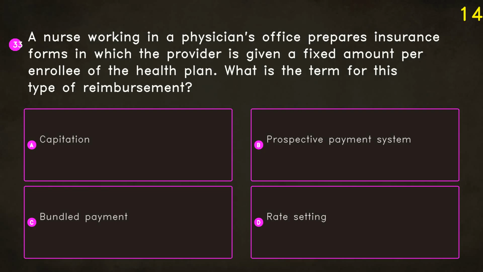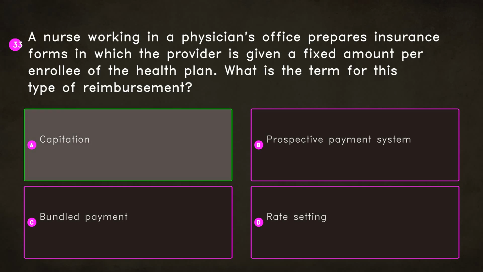Question 33. A nurse working in a physician's office prepares insurance forms in which the provider is given a fixed amount per enrollee of the health plan. What is the term for this type of reimbursement? A. Capitation. B. Prospective payment system. C. Bundled payment. D. Rate setting. The correct answer is capitation.